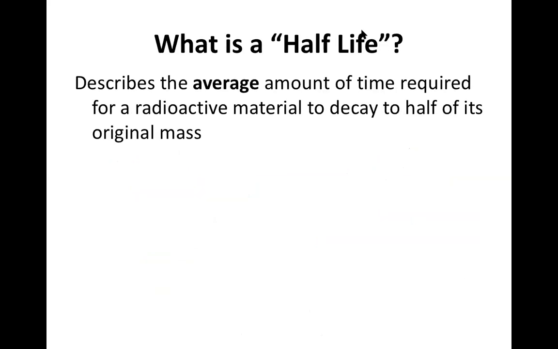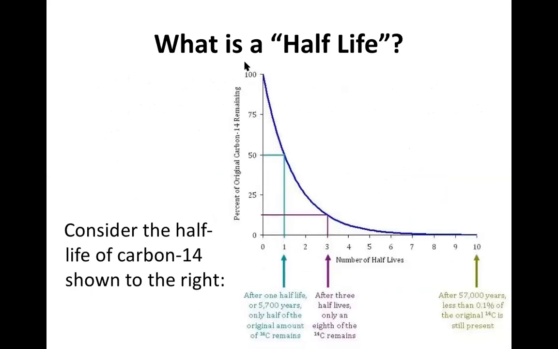So half-life, this is where we bring in the math. It describes the average amount of time required for a radioactive material to decay to half its original mass. Let's take a look at this graph for carbon. We always look at the axes first with a graph. Here we have time units, the number of half-lives. I'll explain what that means in a second, but basically this is over time. And here it says the percentage of the original carbon-14 remaining. So let's say we start at time equals 0, we have 100 grams of carbon-14.